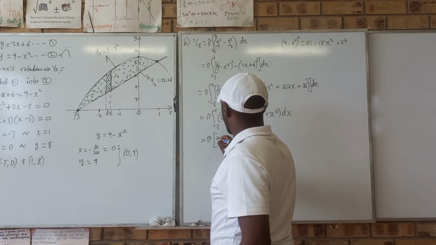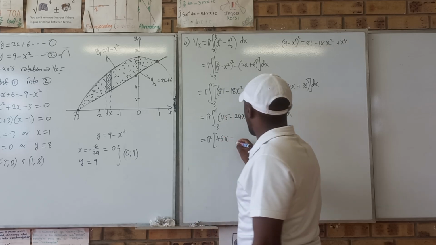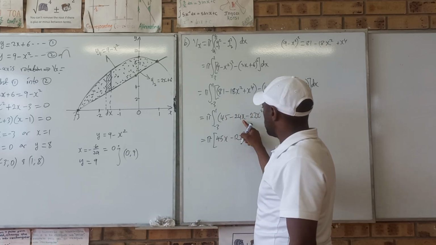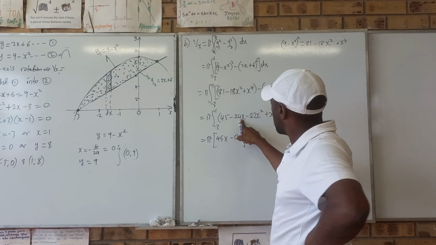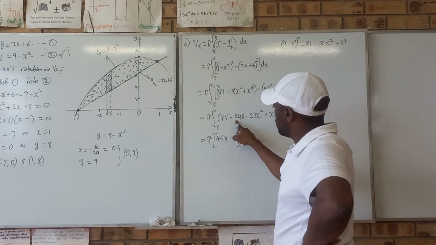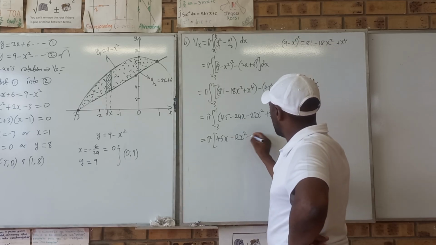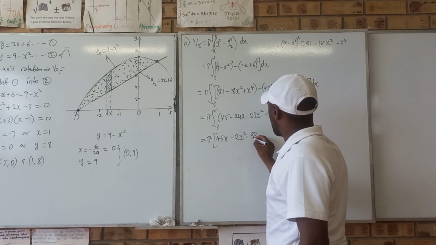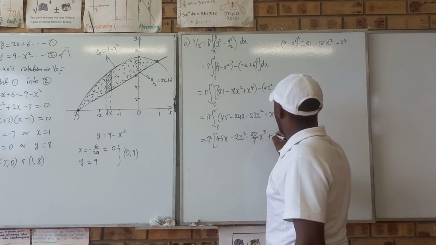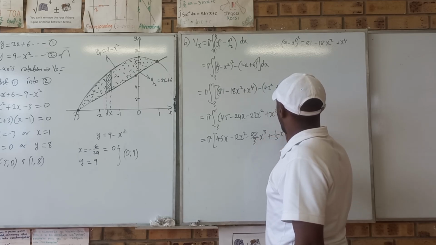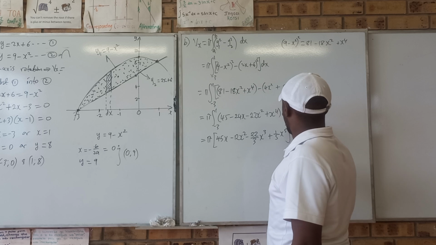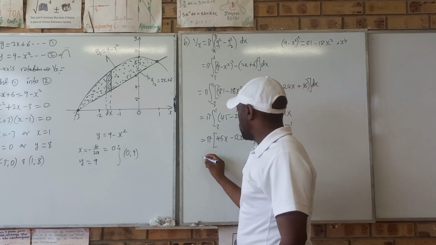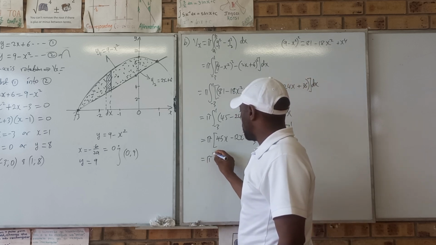So my integration will be 45x minus 12x squared, since when you integrate x, you get x squared over 2, and 24 over 2 is 12. Then minus 22 over 3 x cubed plus 1 over 5 x to the power 5, from negative 3 to 1. Then I can now substitute my limits.